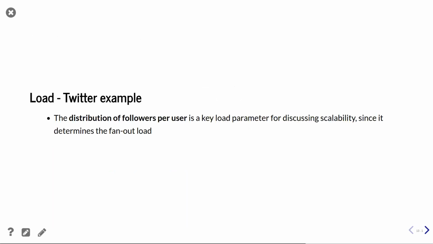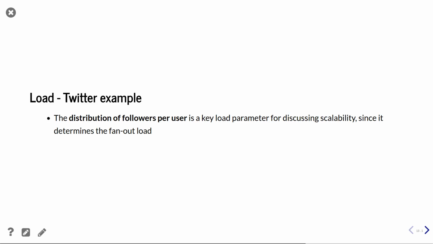So this brings us to the load example. In the Twitter example, the distribution of followers per user is a key load parameter for discussing scalability, since it determines the fan-out load. So if you double the number of followers, how does your system deal with that? Can it keep up the performance?